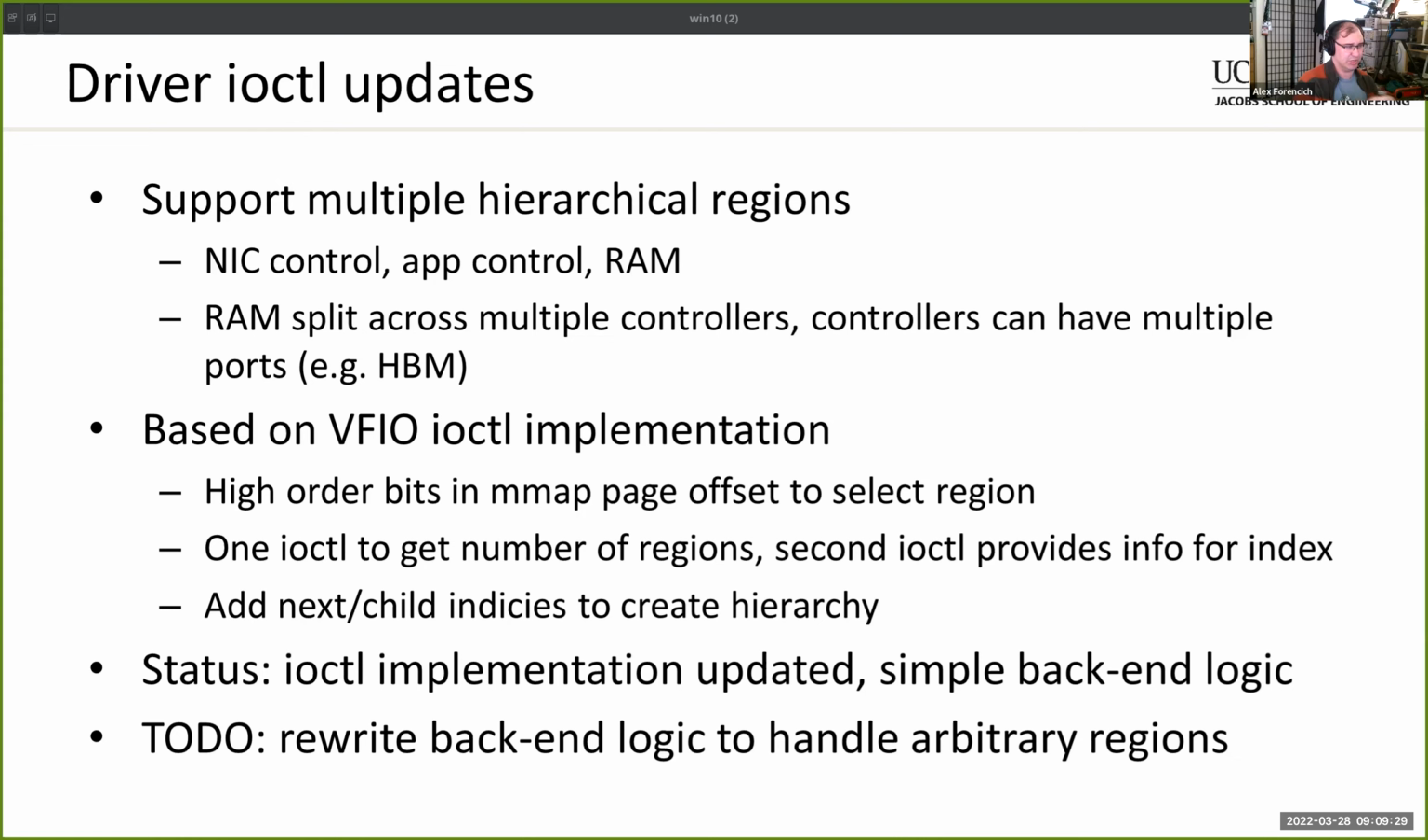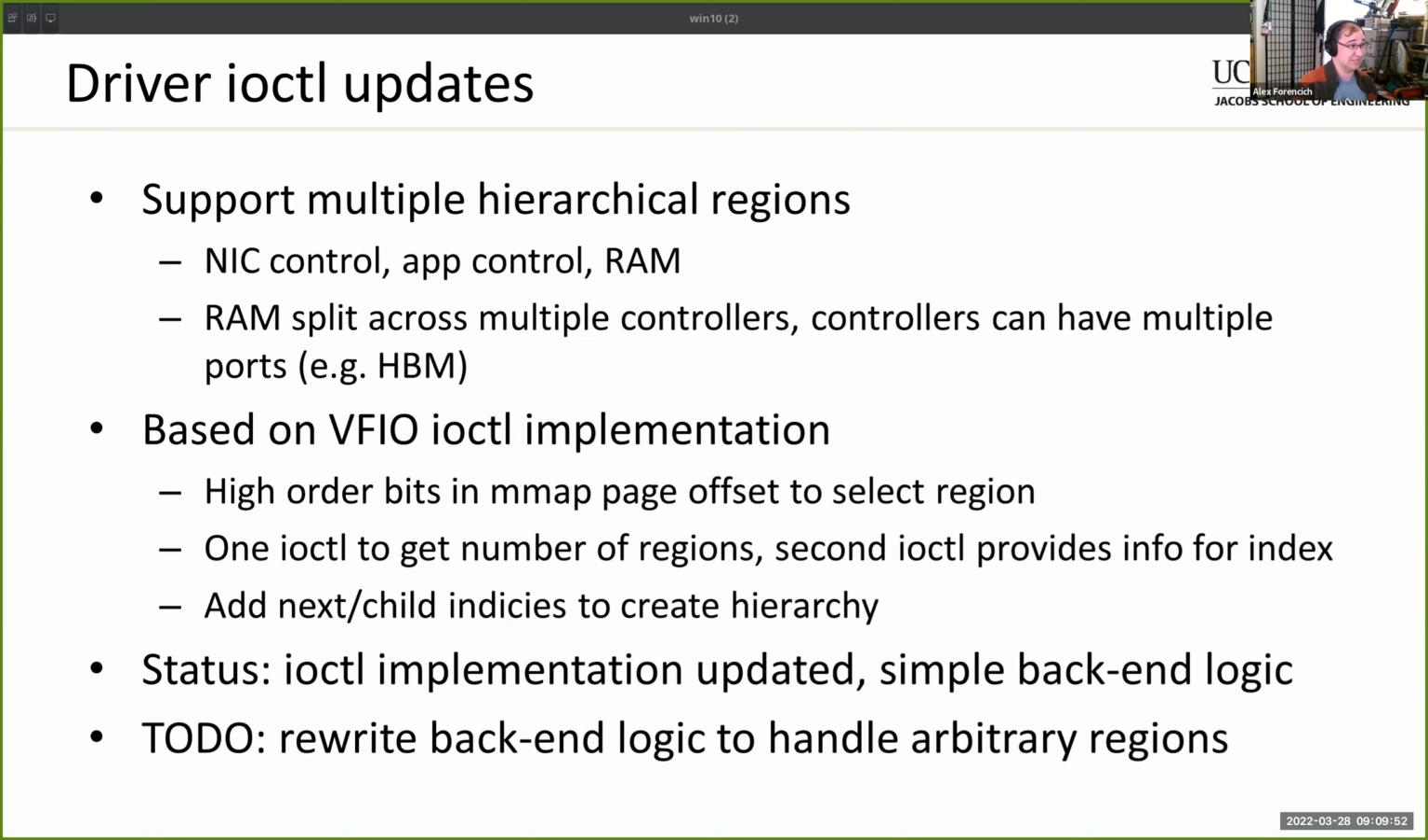And then what you get about that region is an offset that you can give to mmap that tells mmap which region you want, basically, and also the size of the region. So what you need to tell mmap if you want that region. So basically, I didn't do exactly what VFIO does, but I did something similar.